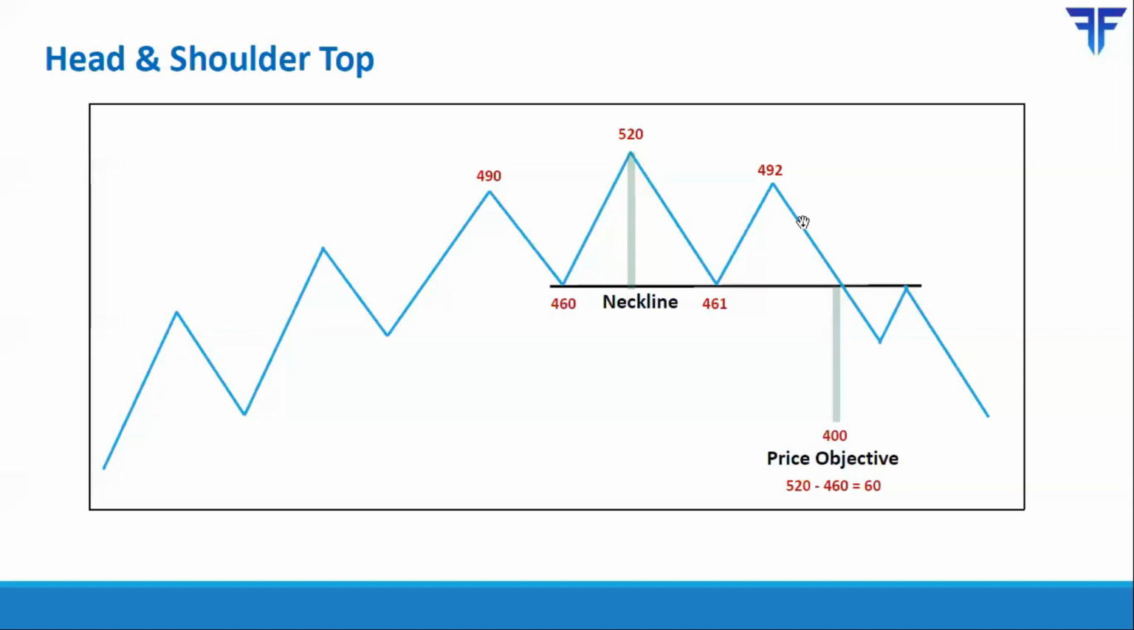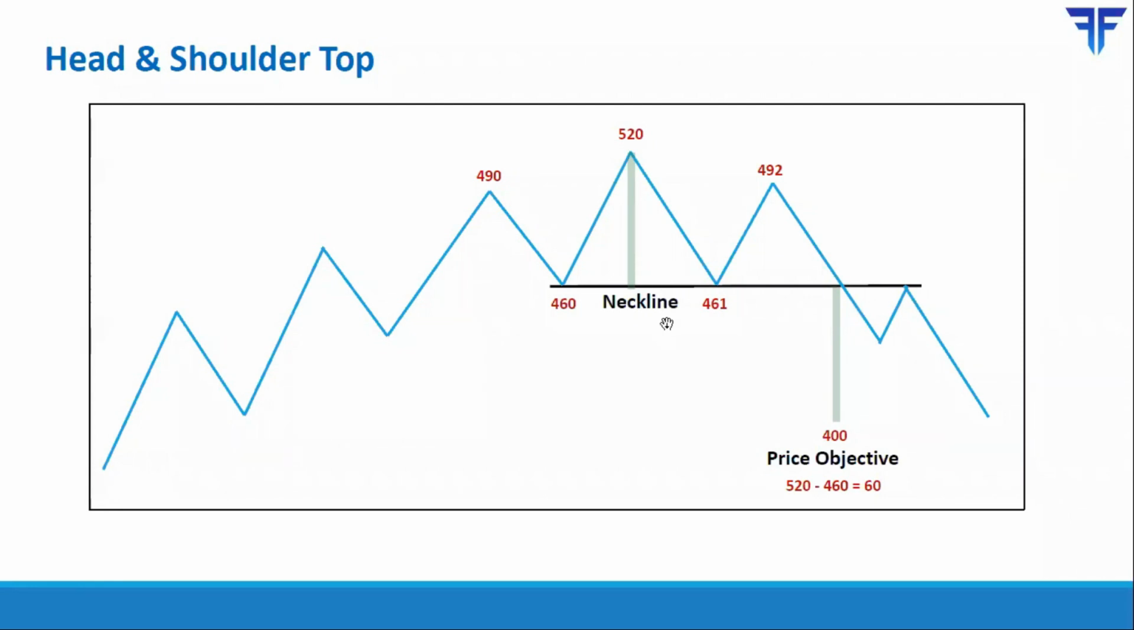Going forward in time, there is the neckline of the pattern. Now what is the neckline? The neckline is nothing but a line drawn connecting the two intervening lows. Once price breaks below that line, it tells you that the head and shoulder top pattern is complete and signals you to sell the security.